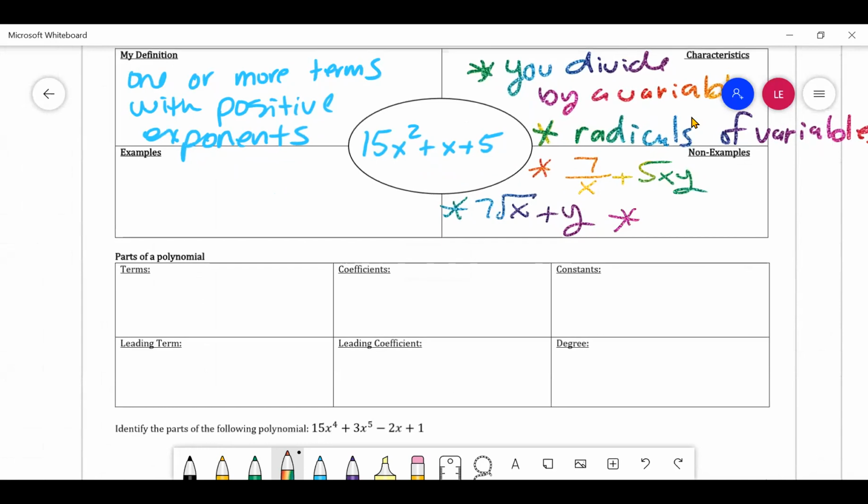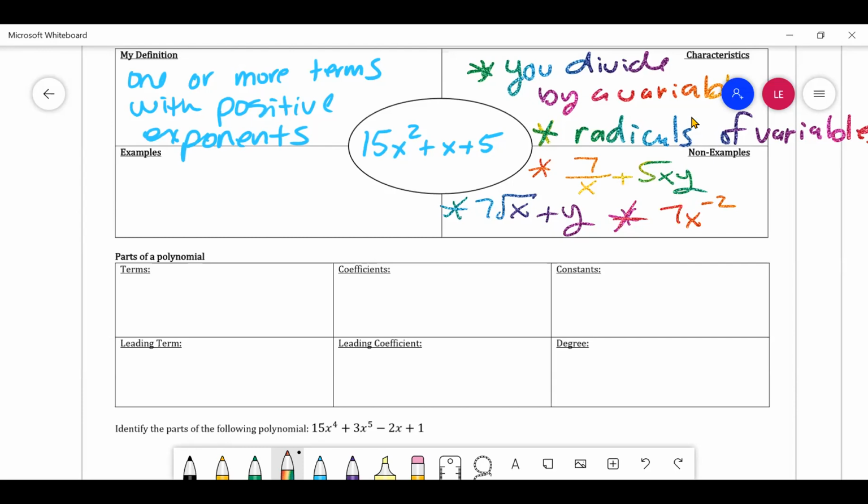Another thing that isn't a polynomial: if I did 7x to the negative 2, you cannot have a negative exponent. When I went through the Delta Math, those were the three things I noticed the most. You cannot have x in the bottom, any variable, a, b, c, whatever it is. You can't take its square root, and you can't have a negative exponent.